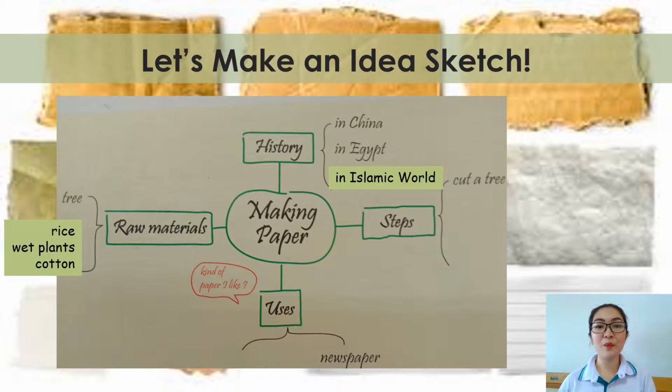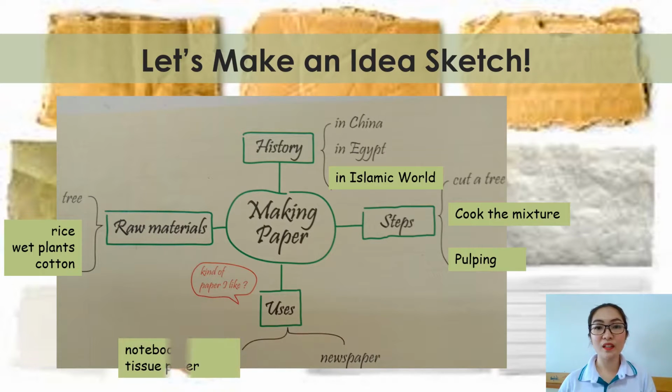In the paper making process, it involves 3 steps. First, cut a tree. Second is cook the mixture. And lastly, pulping. Very good. Lastly, we use paper in the form of newspaper, notebook, tissue paper, and so many more.